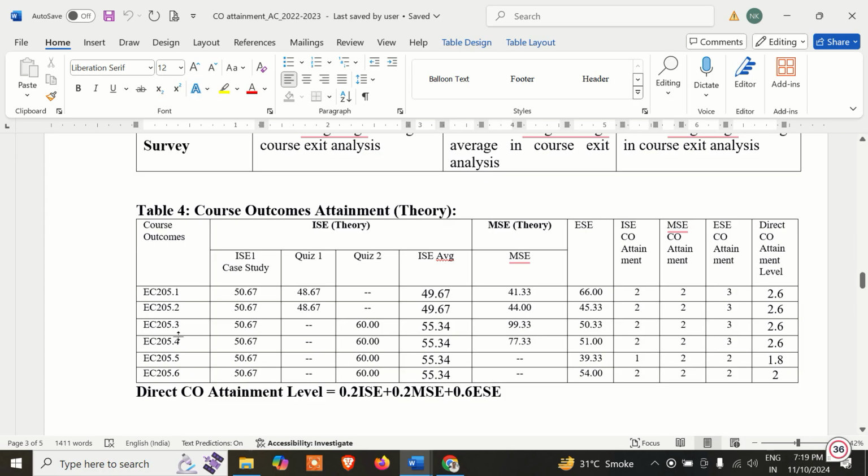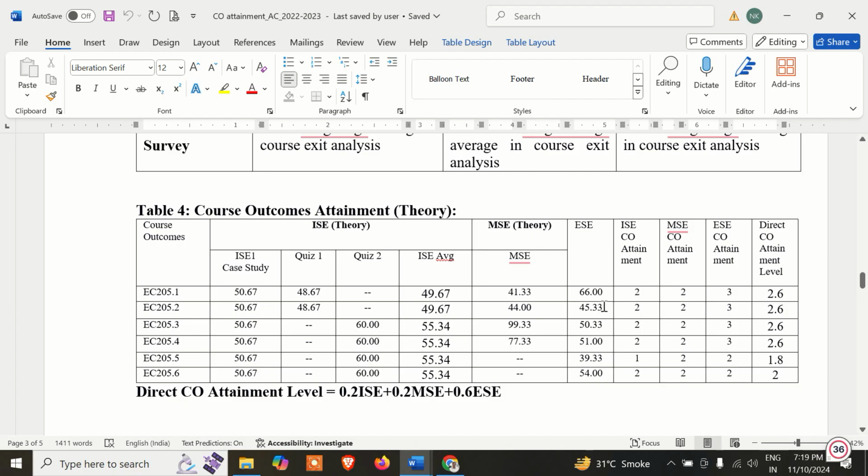Then comes the mid-semester examination, which is again a direct assessment method through a written test. Naturally, the syllabus is only 50% covered, so probably you are able to assess the first few course outcomes. However, ESC is generally the end semester exam, conducted at the end of the semester with a passing head. It covers the entire syllabus, so all the course outcomes could be assessed.